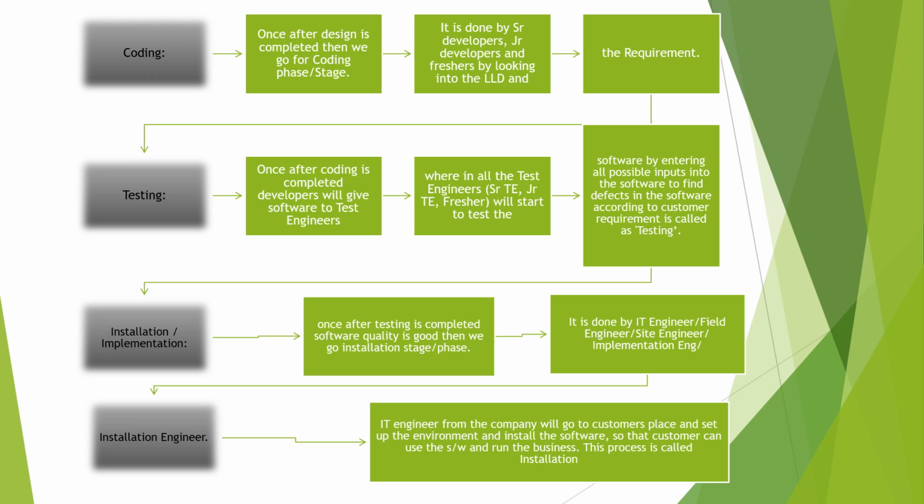Once design is completed, we need to go for the coding. Developers will take the architect's design and write the code using languages like Java or Python. They will look into the high level design and the low level design, and later start writing the code. Once coding is done, they will compile it into a software and give the software to the test engineers.